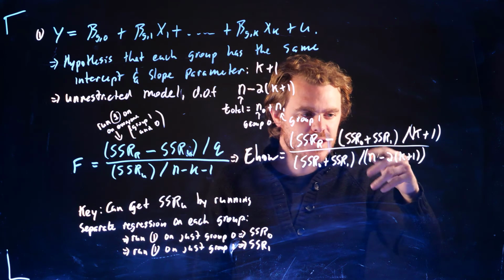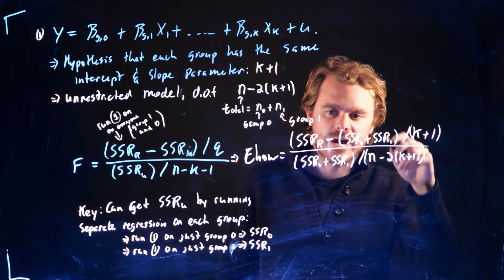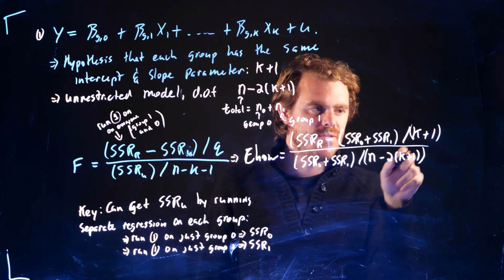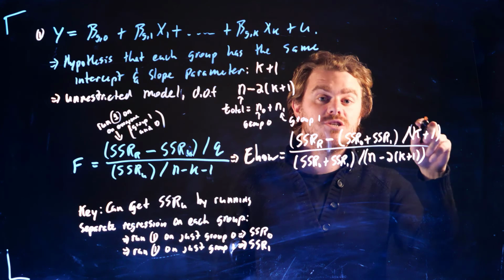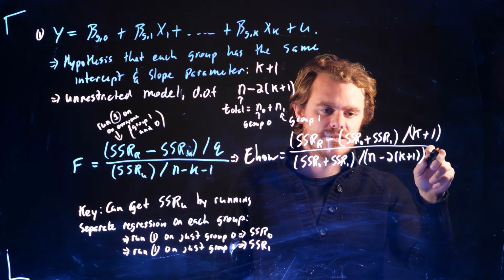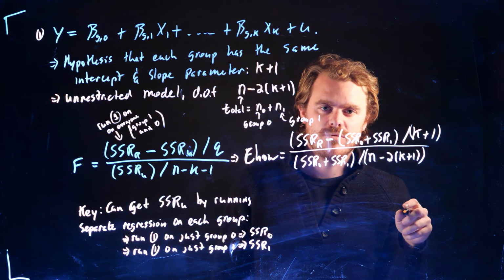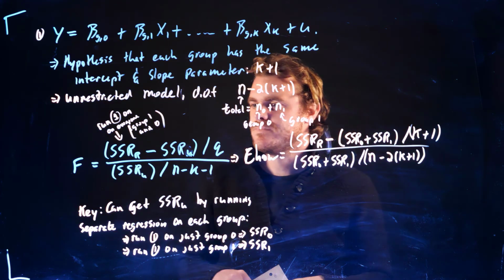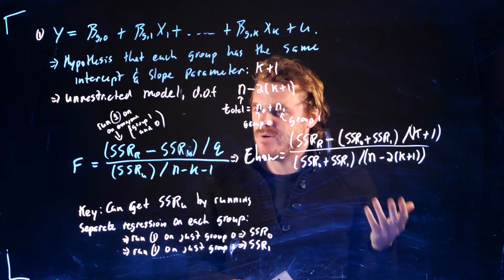And again, think about what happens if we had 3 groups. Well, we'd have an SSR2 there, and then think about what happens to the number of restrictions. Well, then we'd have 2 times k plus 1 restrictions. Or we'd have n minus 3 times k plus 1 as our degrees of freedom. Start thinking about that because it's come across sometimes on past exams.